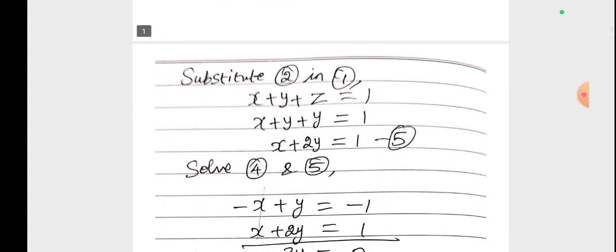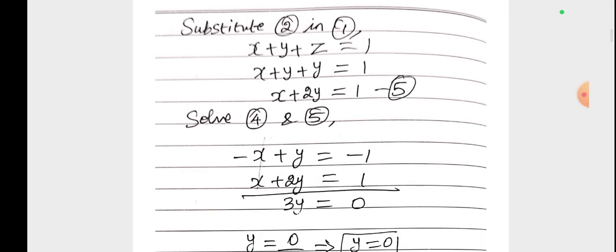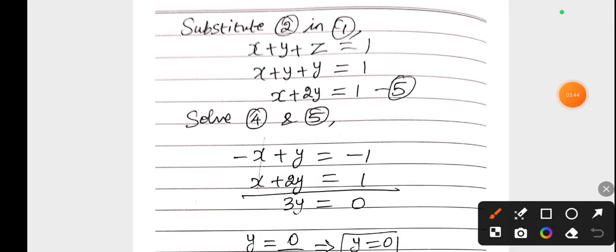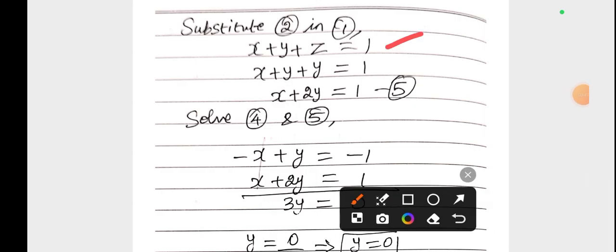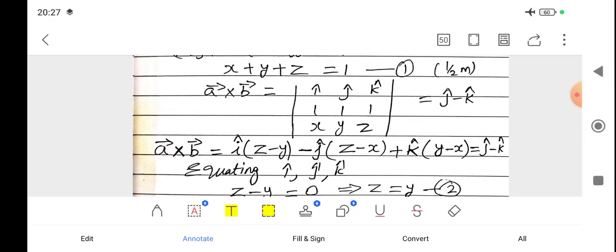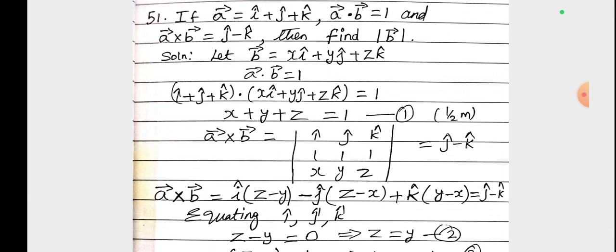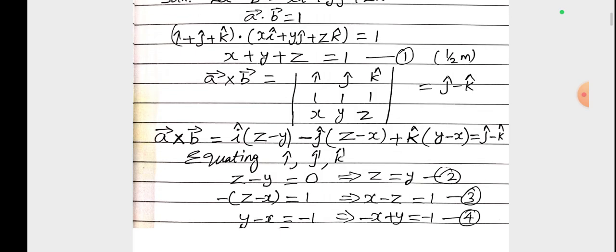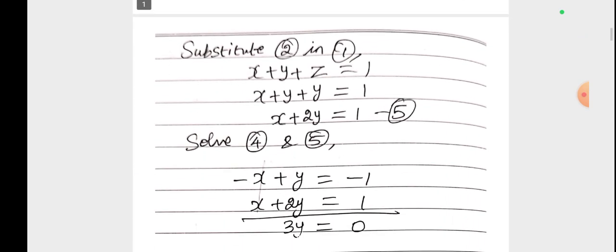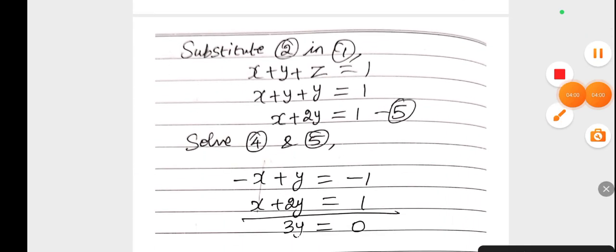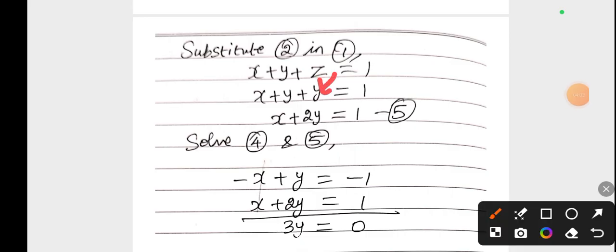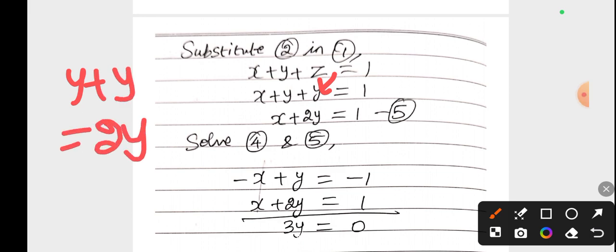Like this we can do. Now we are substituting the second equation into the first equation, children. What is the second equation? Can you check the second equation? The first equation is x plus y plus z equal to 1. The second equation is z equal to y. Since z equal to y is available, we substitute y in place of z. y plus y is 2y. So x plus 2y equals 1.